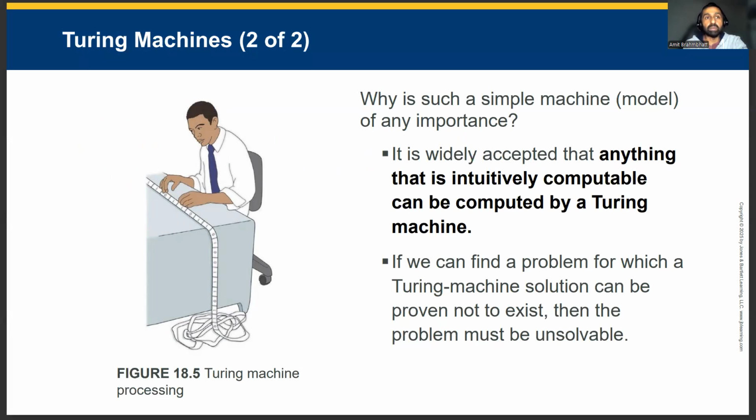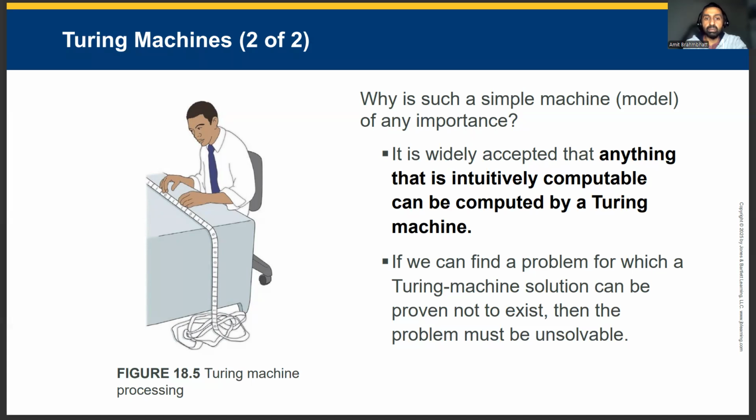Why Turing machines matter. The strength of the Turing machine lies in its universality. It is widely accepted that anything intuitively computable by a real machine can be computed by a Turing machine. This idea forms the basis of the Church-Turing thesis. If a problem can be solved algorithmically, a Turing machine can do it.